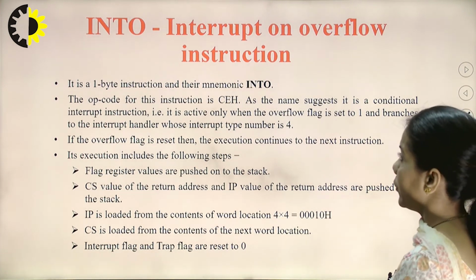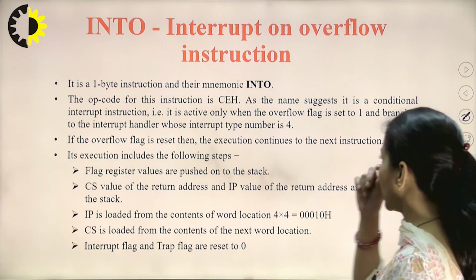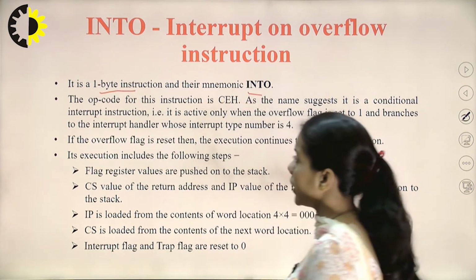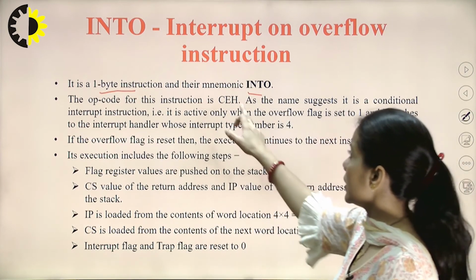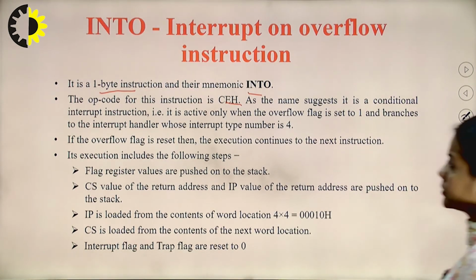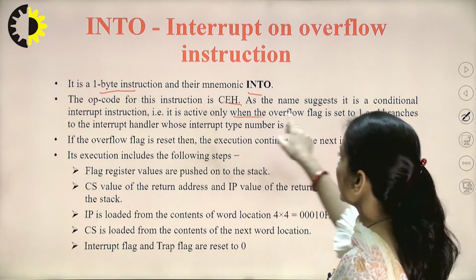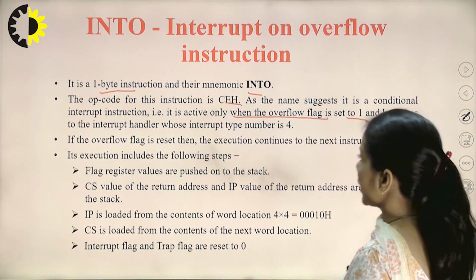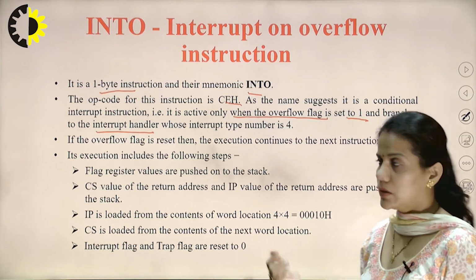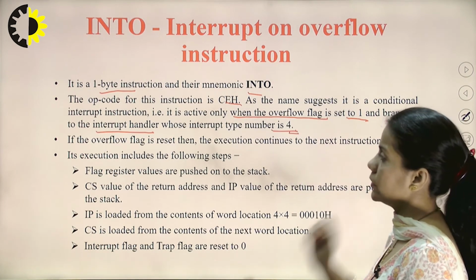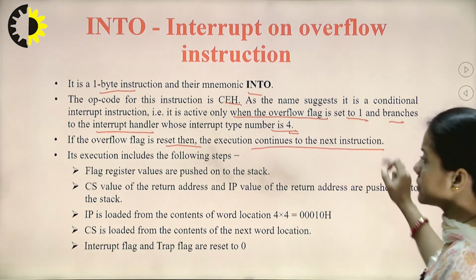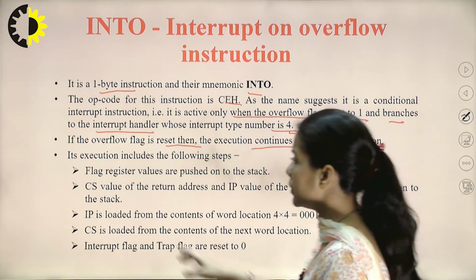Now the next important interrupt is INTO, the interrupt on overflow instruction. It's again a 1-byte instruction and its mnemonic is INTO. Opcode is CEH. As the name suggests, it's a conditional interrupt instruction. That is, it is active only when the overflow flag is set to 1 and branches to the interrupt handler. Interrupt handler is the interrupt service routine, whose type number is 4. If the overflow flag is reset, then the execution continues to the next instruction. Its execution includes the following steps.